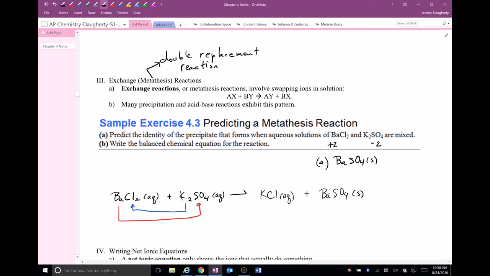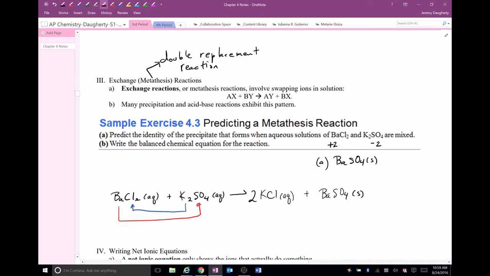Is it balanced? No. So let's balance it. What do I put where? Right. Now is it balanced? Yeah. So now it's balanced. Very good. Any questions on that? Yes?